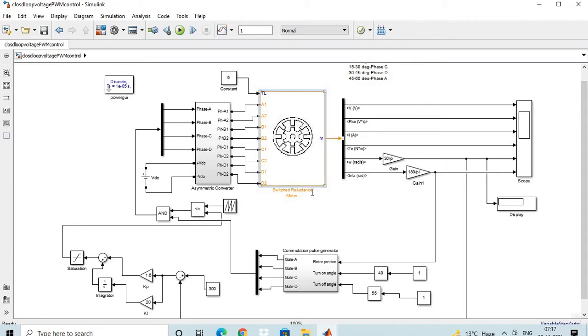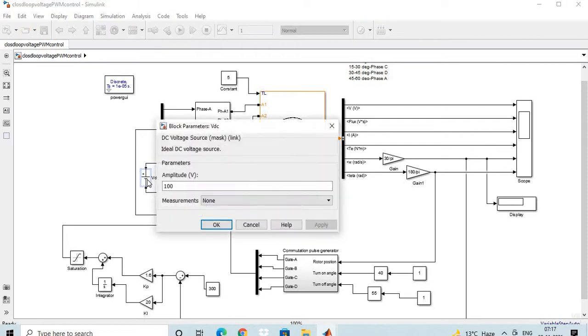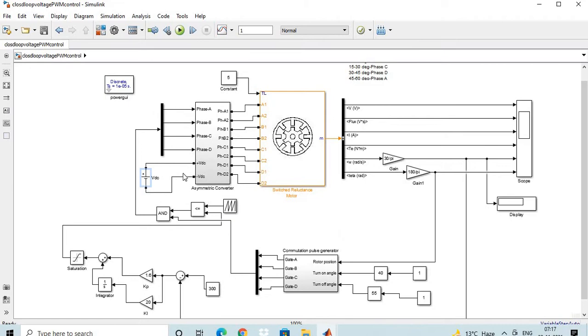Then we know that in case of the switch reluctance motor, apart from the controller, we need to use the commutation pulse generator to control the commutation pulse given as input to each winding, and through the rectifier we provide the supply. Like here we have connected the DC voltage source having a voltage of 100 volt, and that DC supply is given to the asymmetric converter.